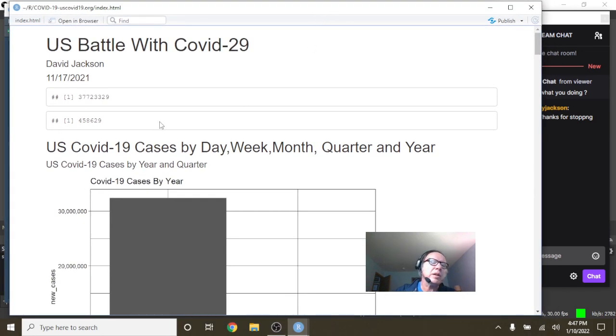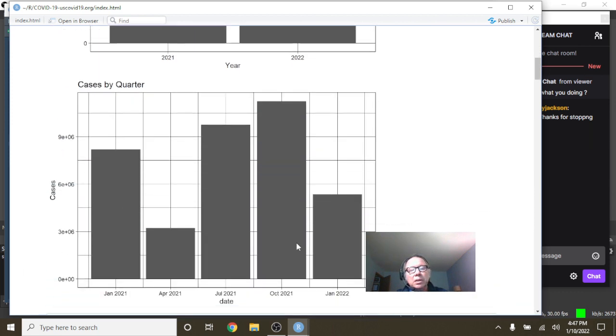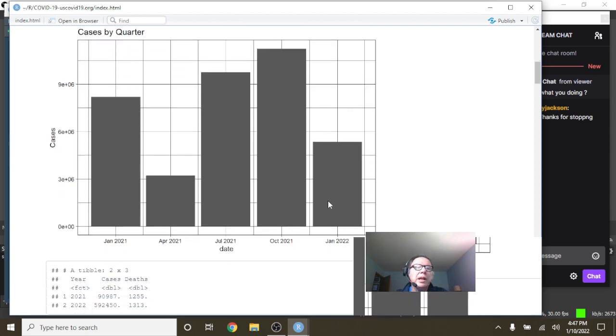So you can see for the previous 365 days, the U.S. is at 37.7 million cases, 458,629 deaths. We can see that cases are already starting to creep up. This is 5 million cases. We're 2 weeks into the month and we're at 5 million cases. The good news is the quarter is still, if you look at it, we're almost halfway here, and we're only 2 weeks into the quarter, okay? Because this is the first quarter of 2021 for cases.